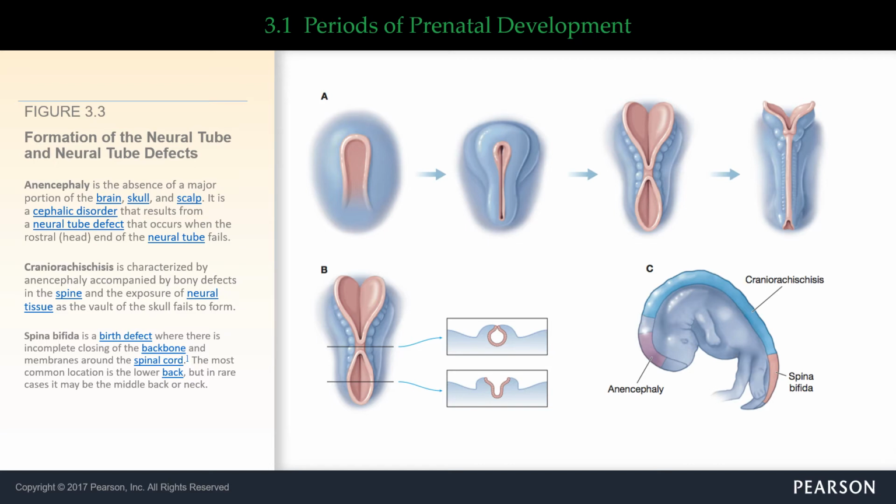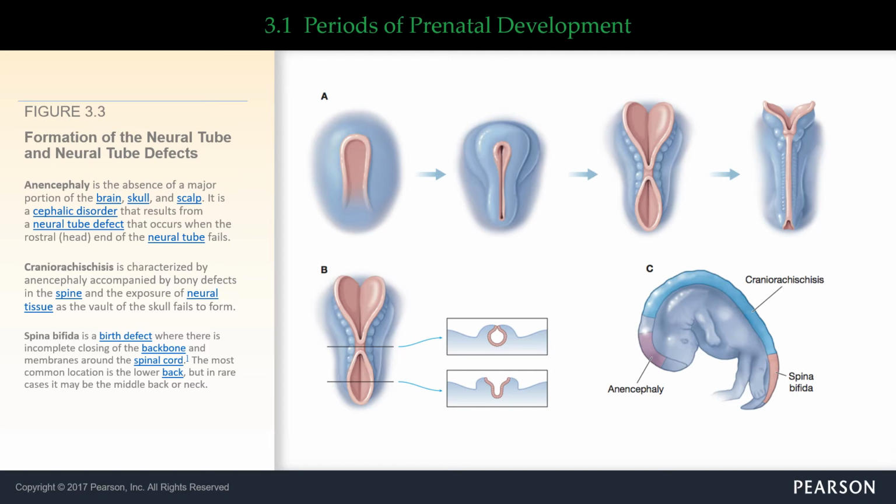And so here's a pictorial depiction of the formation of the neural tube. So anencephaly is the absence of a major portion of the brain, skull, and scalp, and it's a neural tube defect. And then there's another issue that's a neural tube defect that's characterized by anemocephaly, which is a bony defect of the spine and exposure of neural tissue as a result of the skull failing to form.